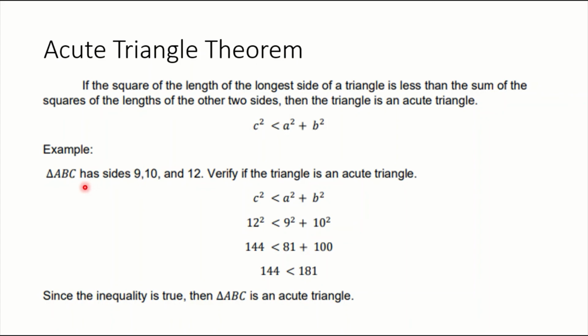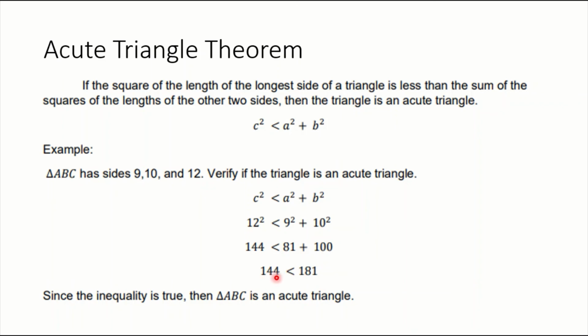Example natin, triangle ABC has sides 9, 10, 12 respectively. Verify if the triangle is an acute triangle. Tandaan that 9, 10, and 12 are a, b, c respectively. c squared is less than a squared plus b squared. Therefore, 12 squared is less than 9 squared plus 10 squared. 12 squared is 144, 9 squared is 81, and 10 squared is 100. Pag pinag-combine natin sila, 81 plus 100 is 181.